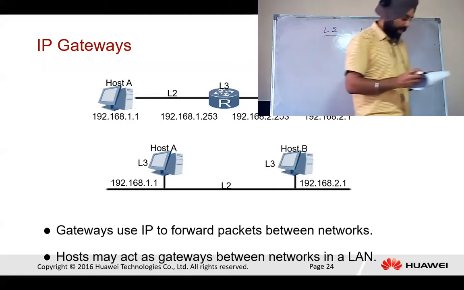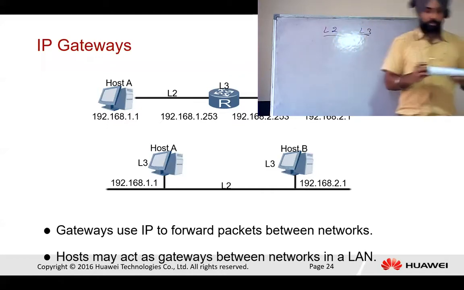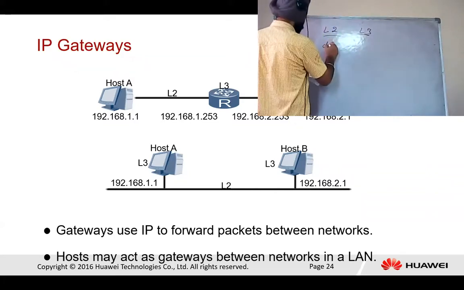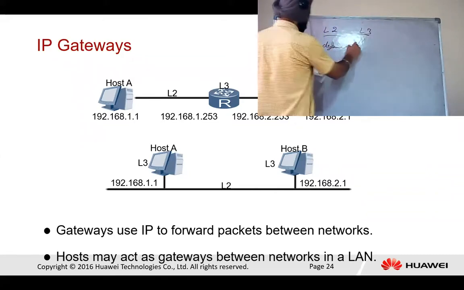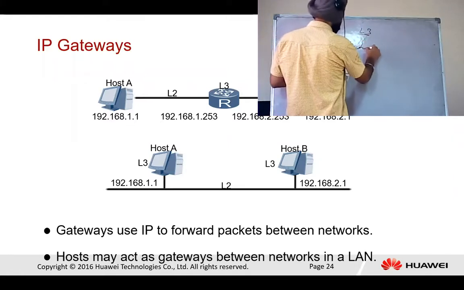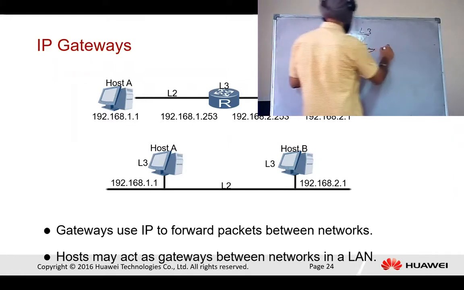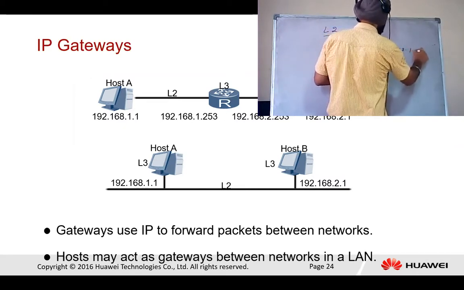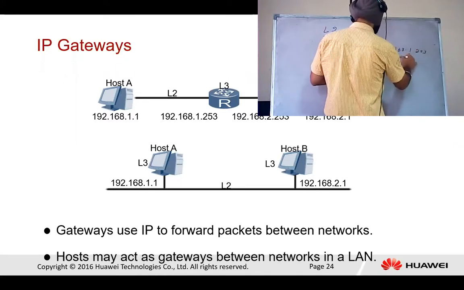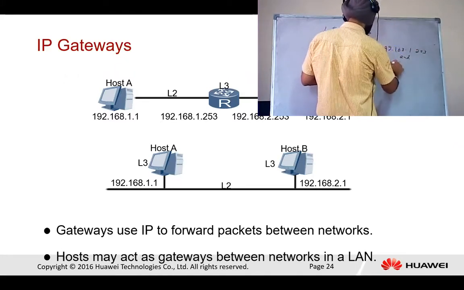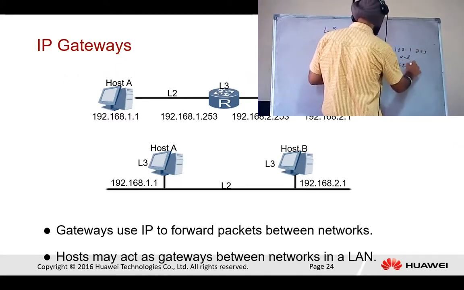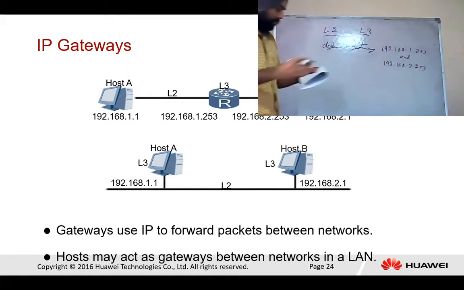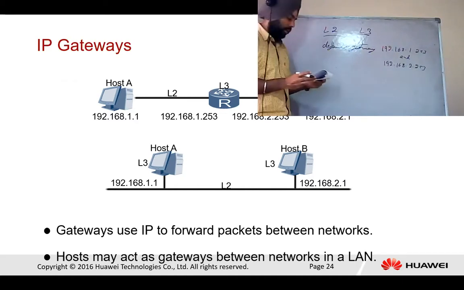Over the different networks, we have default gateways. Suppose our default gateway addresses are 192.168.1.253 and 192.168.2.253.